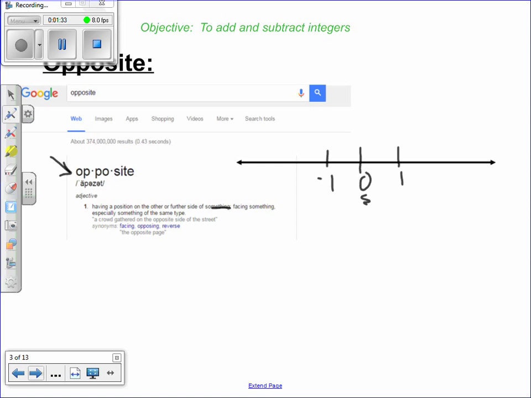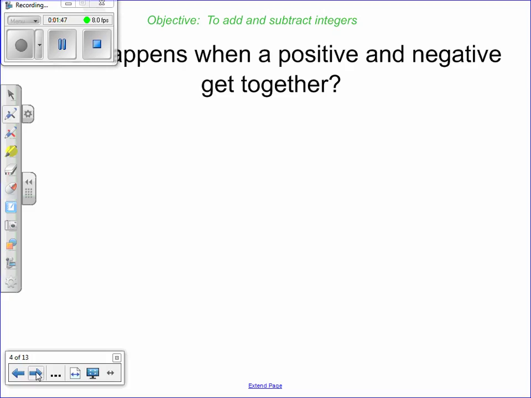The opposite of 1 is negative 1. The opposite of negative 1 is positive 1. Let's go negative 5. Its opposite is on the other or further side of 0, an equal distance. So 5 and negative 5 are opposites.